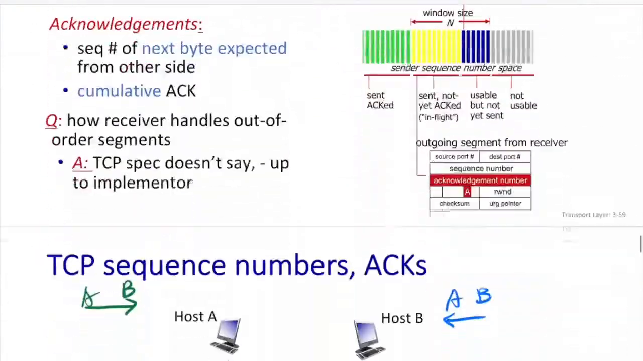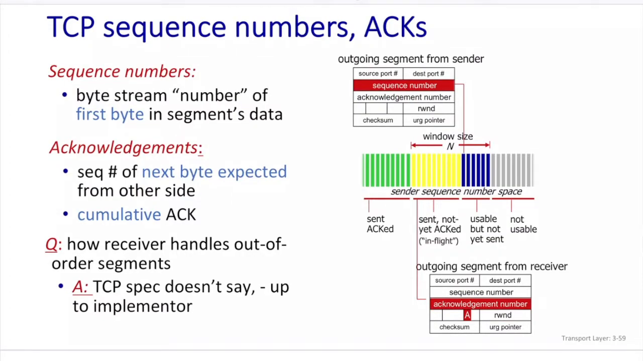Okay, we use those bytes to index the segments received and sent. So right here, the first one, sequence numbers. Okay, those are byte stream numbers, the number of the first byte in the segment's data. Okay, if you send a packet and you want to specify the sequence number of this segment, you write the number right here, which is the first byte in the segment's data. Okay, and for acknowledgement, the acknowledgement number is right here. Okay, it is the sequence number of the next byte expected from the other side.